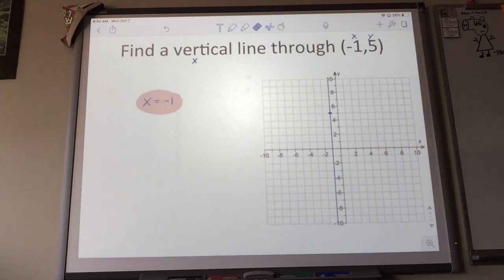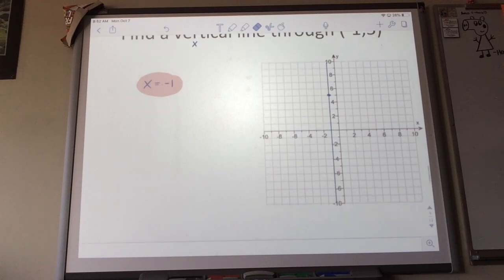All right, so that's how simple that should be as long as you look at that word vertical, okay? And you know what that word means. Again, some of you in my science class didn't know what horizontal was at one point. So let's try to understand those words.